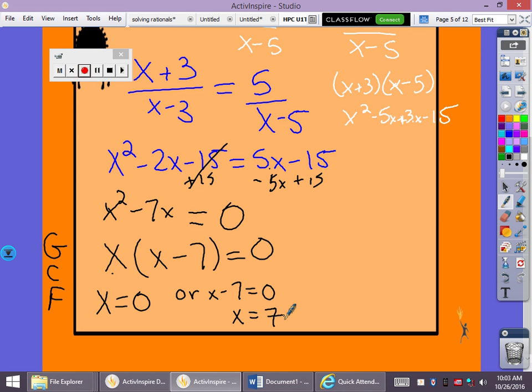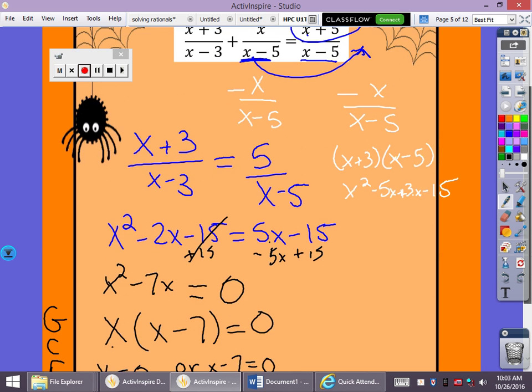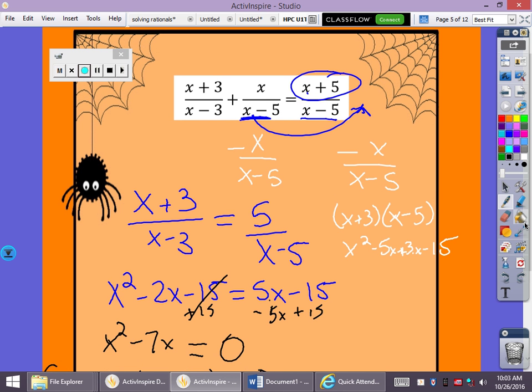So 0 and 7. Will either of those numbers, let me go back to the beginning of the problem, will either of those numbers create a 0 in the denominator? Nope. If I plug in 0, that works. If I plug in 7, it works. Do any of them make a negative radical? Or, sorry, a negative under the radical? No. Then we're good. Both of them are solutions. Okay? The solutions are 0 and 7.